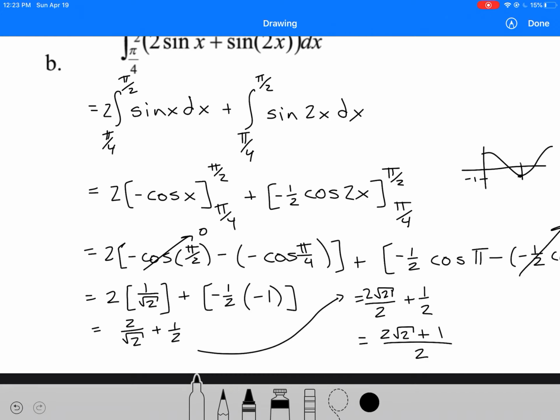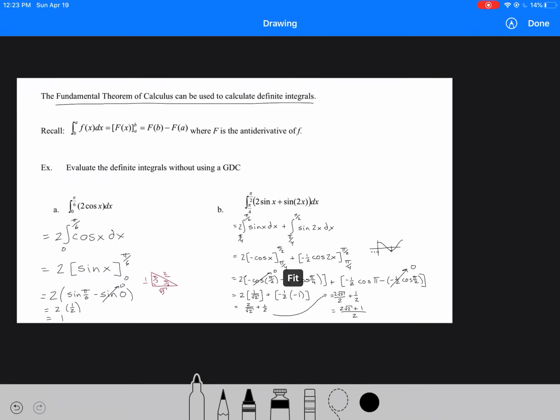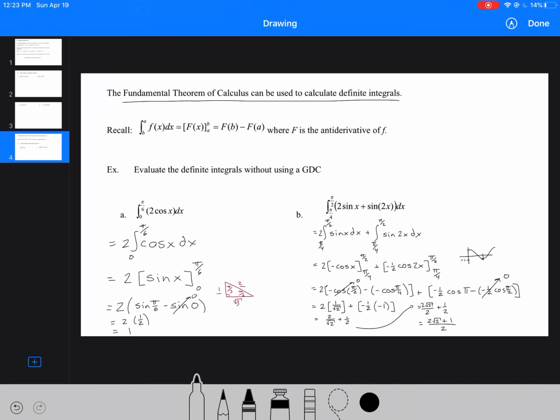Those are 2 examples of using the fundamental theorem of calculus with trig integrals. The homework for this matches up with 14E and F in the textbook.